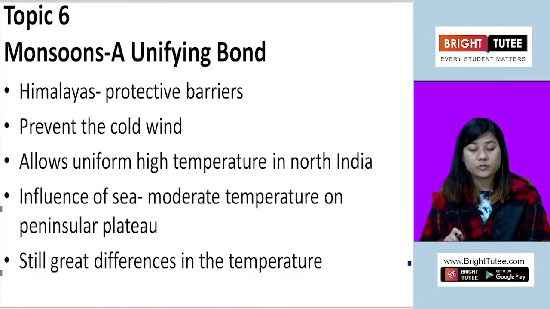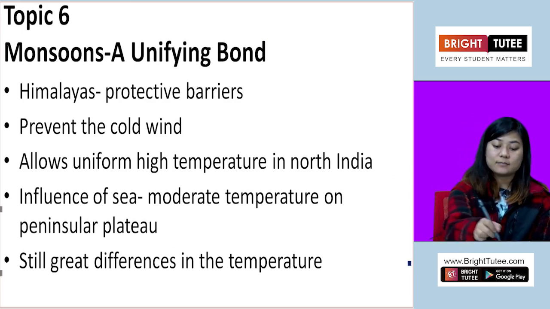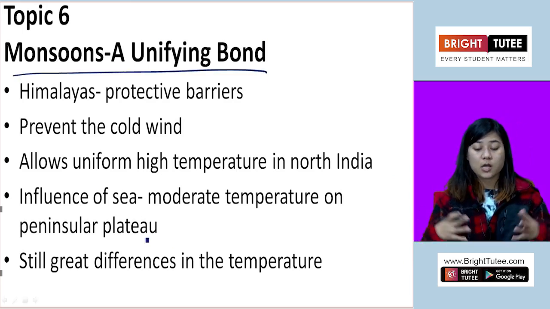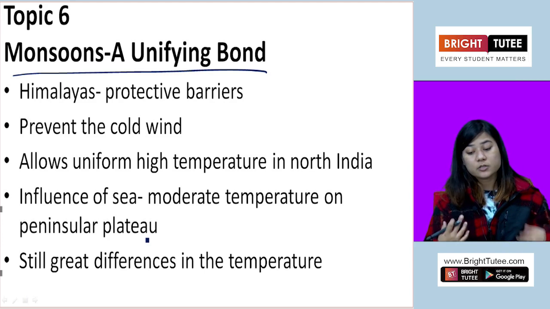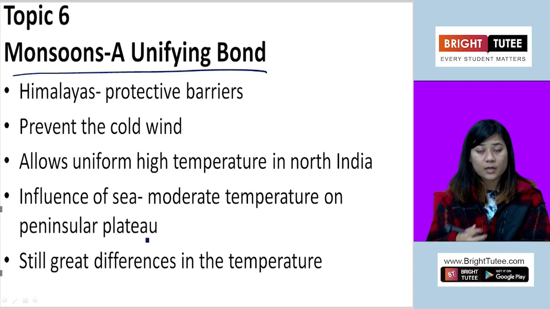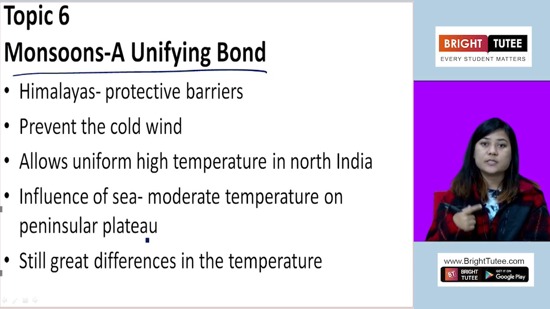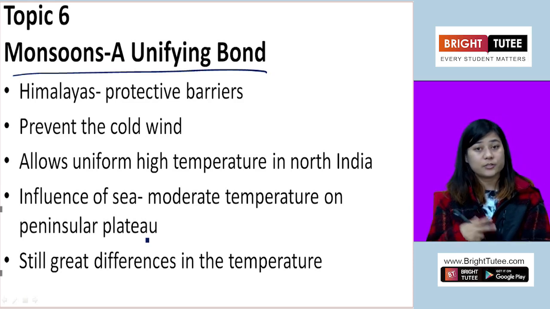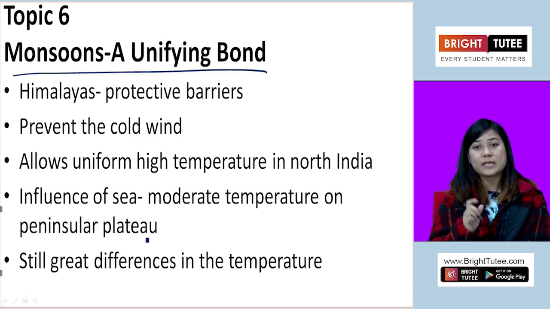With that, we move on to the last topic of this chapter. And here we will look at monsoon as a unifying bond. Monsoon which unifies the entire country of India. Okay, so we'll see how monsoon unifies, how monsoon does that. Now we already know by now that different parts of our country record different temperatures, different rainfall patterns, different weather conditions, right? But yet if there is one thing which unifies all of it, it is the monsoon.